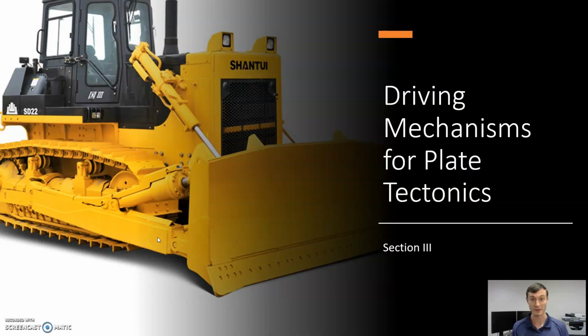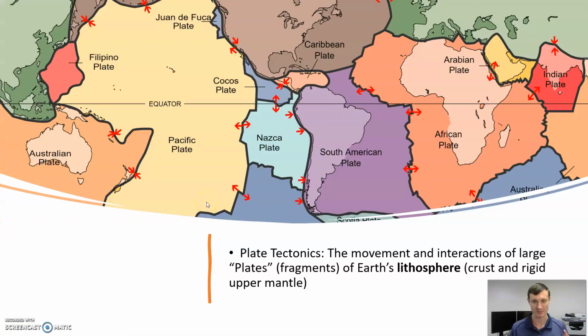Welcome back everybody to section 3. Here we talk about the driving mechanisms behind plate tectonics. So first, what even is plate tectonics? Well, the idea here is that the surface of the Earth is divided into these pieces called plates, and that the geologic activity at the surface of the Earth, things like earthquakes or volcanoes, the way that continents move, what shape they are, all of this can be explained by the interactions and the movements of these plates.